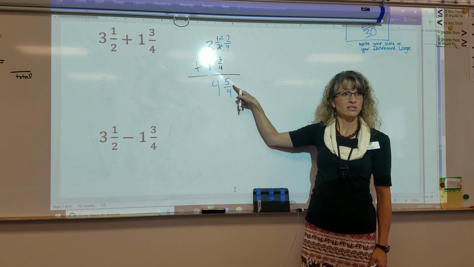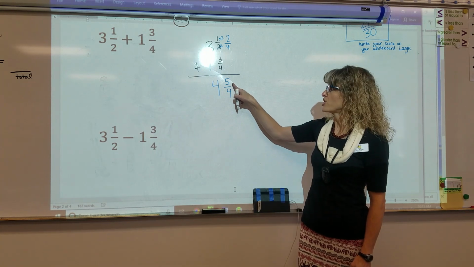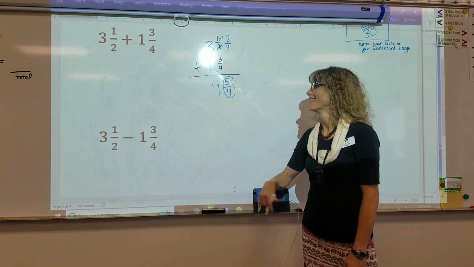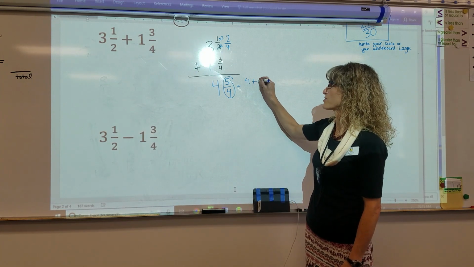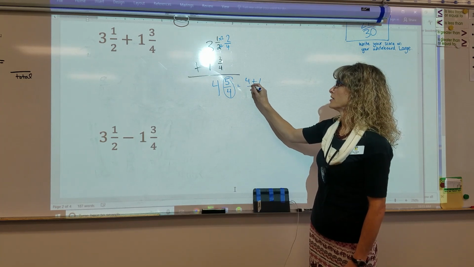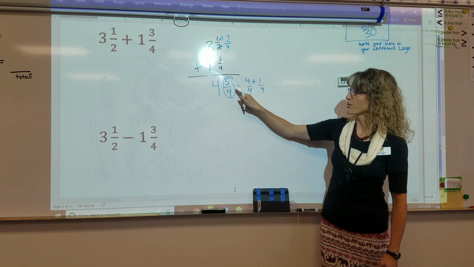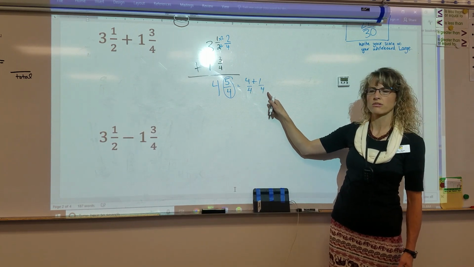However, that's an improper fraction. You can't have an improper with a whole. So we're going to change the 5 fourths into another mixed number. So this is how you do it. 5 fourths would be the same as 4 plus 1, right? The 5 would. Let's just look at that. Would you agree 5 fourths could be split up with 4 fourths plus 1 fourth? Would that be 5 fourths?